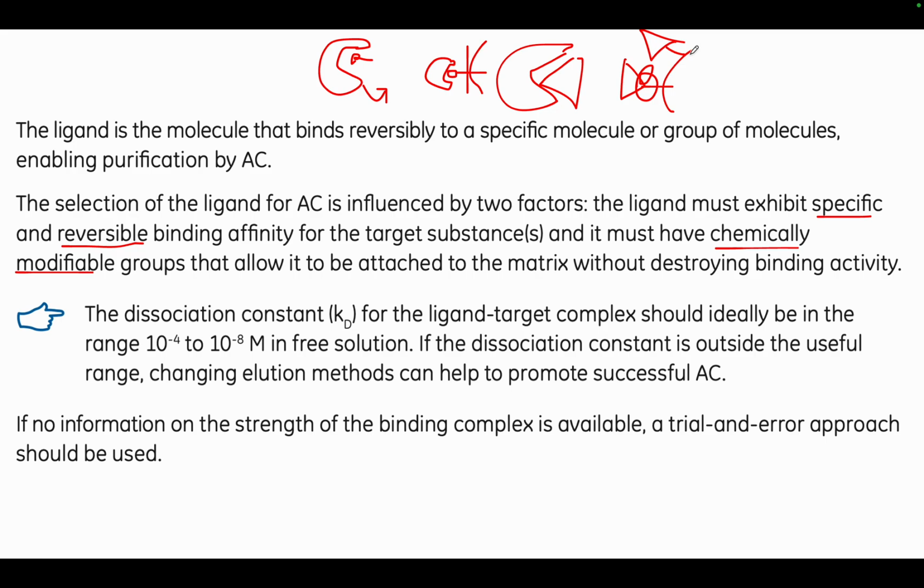Ideally, there should be very strong affinity between this ligand and our target, but it shouldn't be so strong that we cannot elute our protein. So ideally, the dissociation constant should be between 10 raised to the power of minus 4 and 10 raised to the power of minus 8. If the dissociation constant is very high or very low, then perhaps you have to consider using harsher elution methods. Okay.